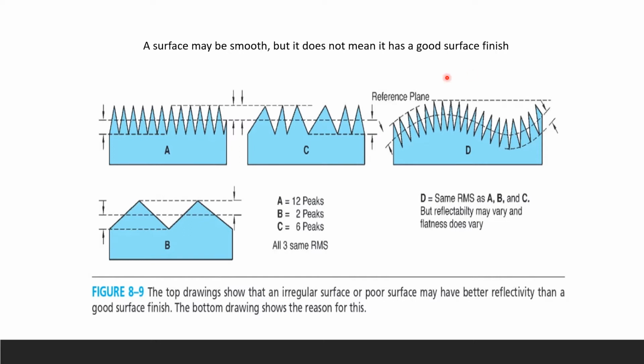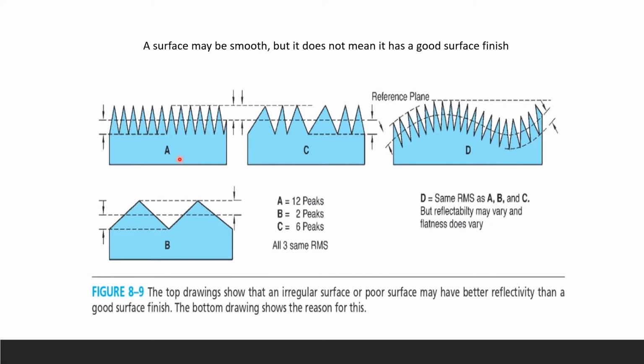So when you think about a good surface finish, we don't go by the smoothness of the surface, because the surface may be smooth, but that doesn't mean it has a good surface finish, okay? The top drawing here shows that an irregular or poor surface may have better reflectivity than a good surface finish. The bottom drawing shows a reason for that. So here is your A, and then your B, C, and D. Then here is your reference plane.